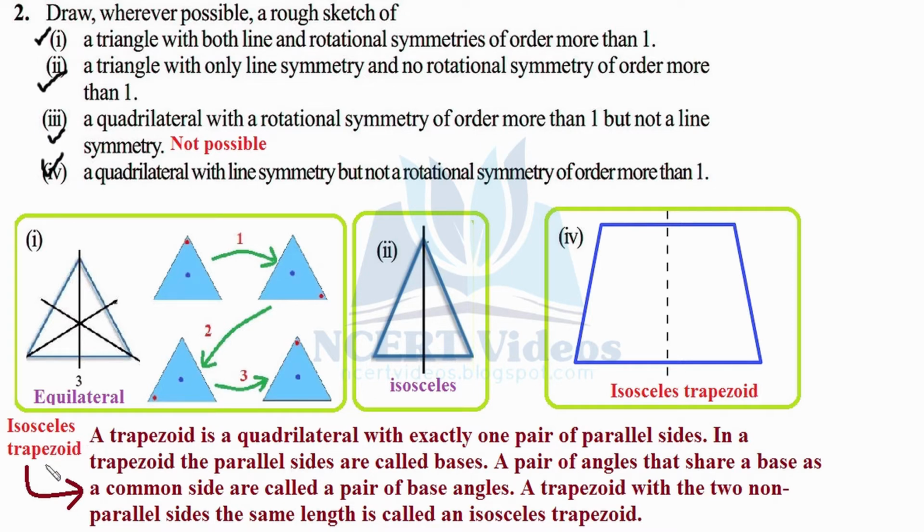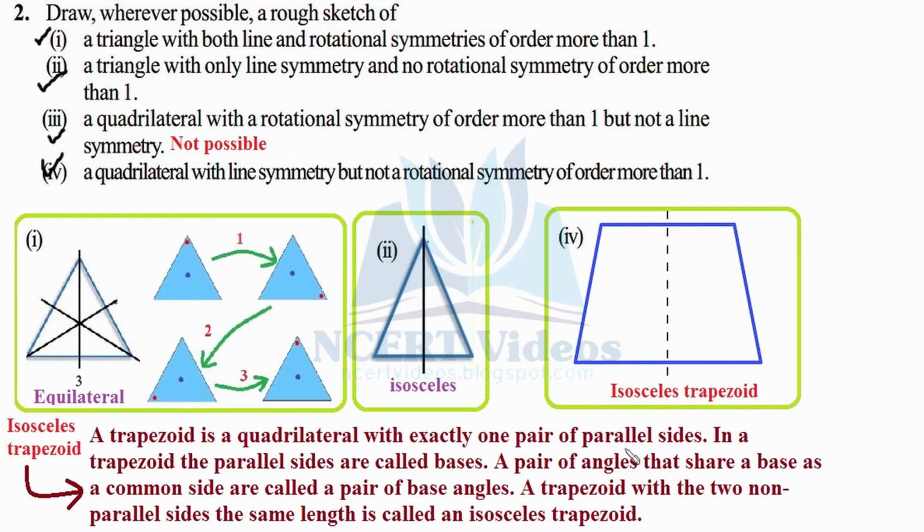Isosceles trapezoid. First of all, let's understand what a trapezoid is. A trapezoid is a quadrilateral with exactly one pair of parallel sides. So in this case, these two sides make a pair of parallel sides, and these are not parallel. In a trapezoid, the parallel sides are called bases. These are bases. So we have two bases.